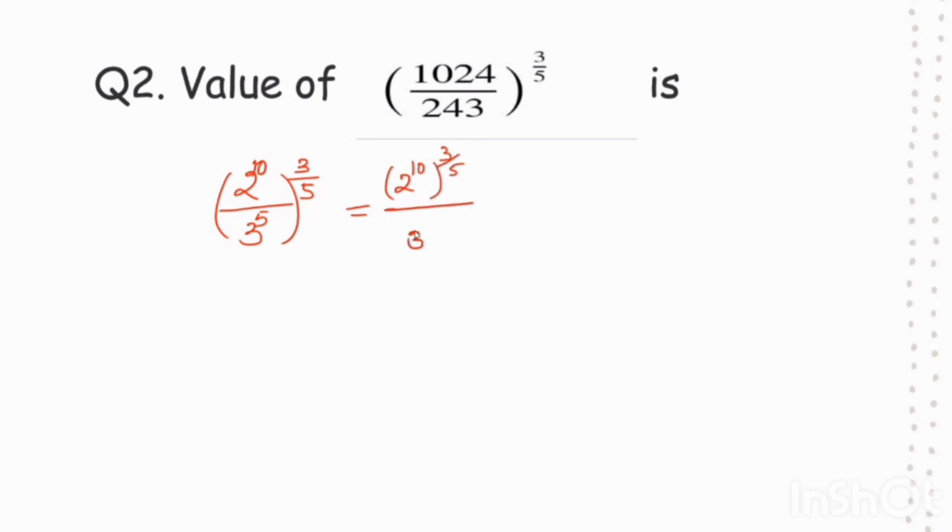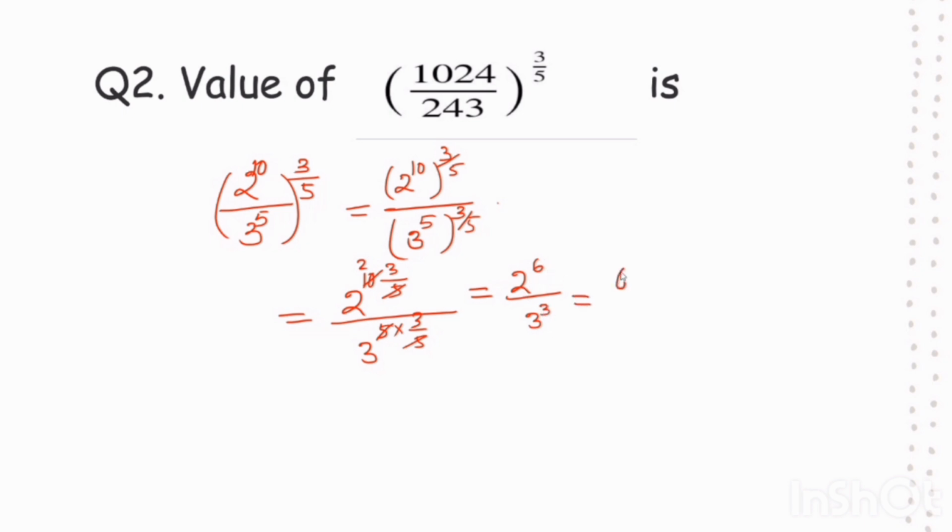divided by 3 raised to the power 5 whole raised to the power 3 by 5, that is equal to 2 raised to the power 10 and 3 by 5, we can reduce and it becomes 2. So here 2 raised to the power 6, and the denominator is 3 raised to the power 5 into 3 by 5, this 5 is reduced, and 3 cube, that's equal to 2 raised to the power 6 and 3 cube. 2 to the 6 equals 64, and 3 cube equals 27. So this is the answer.